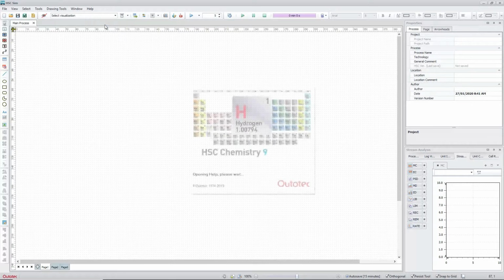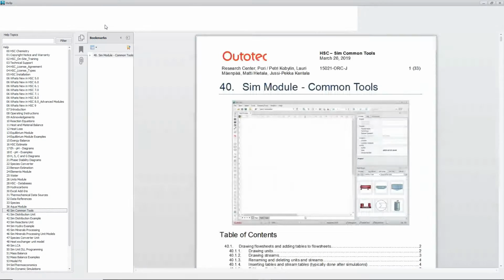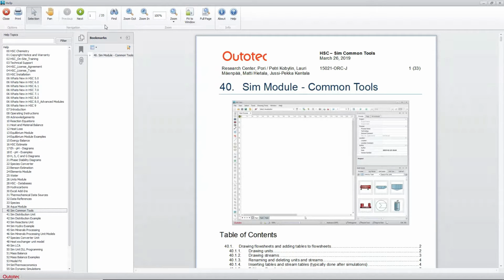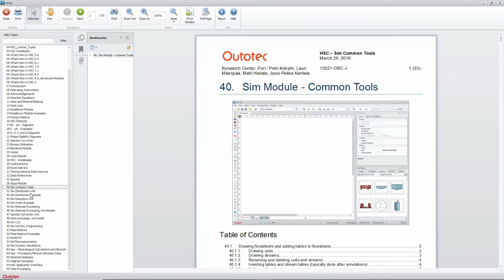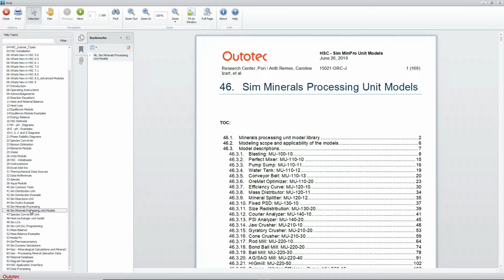So why am I doing this video? Because the manual is a bit light on a few subjects concerning flotation modeling from test work, and that's what we're going to focus on today. But just quickly, in the help manual you can read from section 40 onwards on the simulation common tools. We are going to be doing minerals processing, and there's a very good example in there as well to work through.